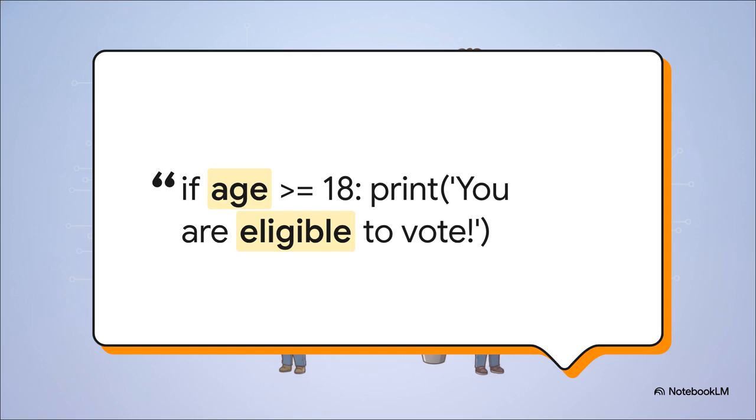So if your age variable is storing the number 20, the top block runs. If it's storing 16, the bottom block runs.